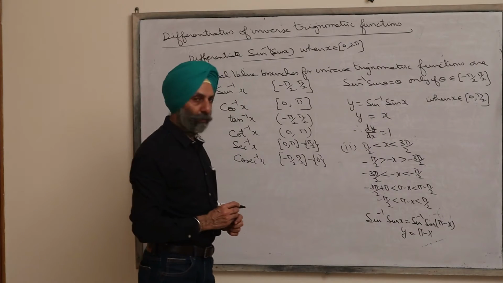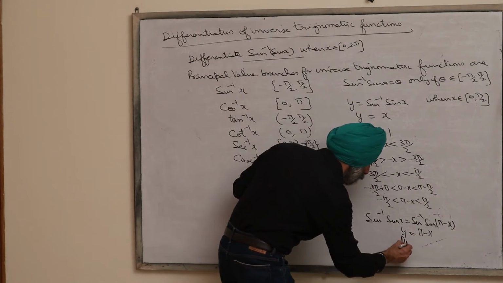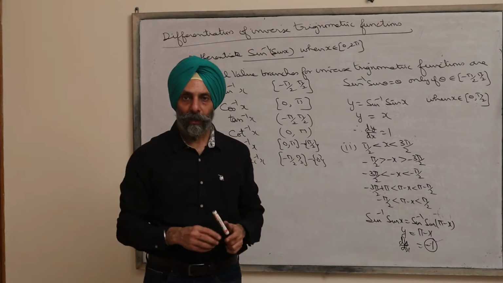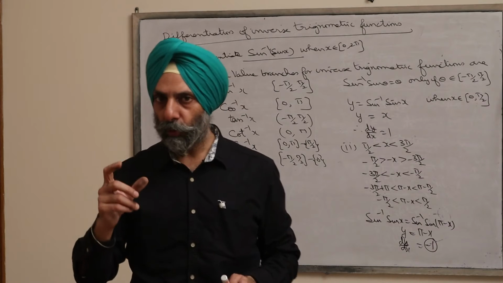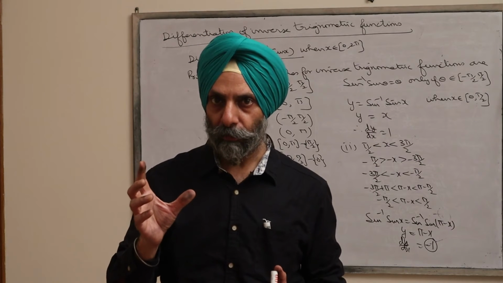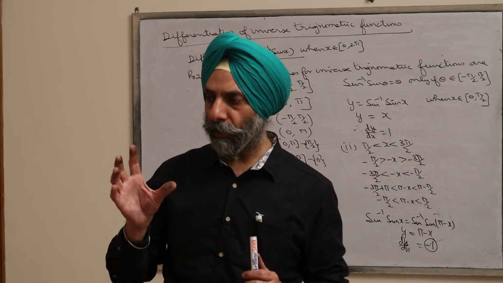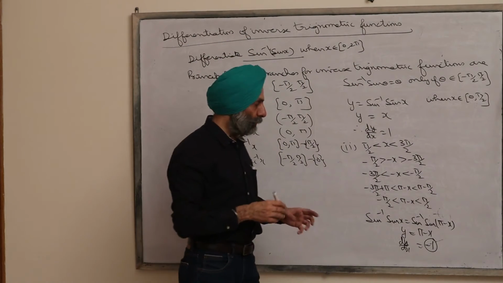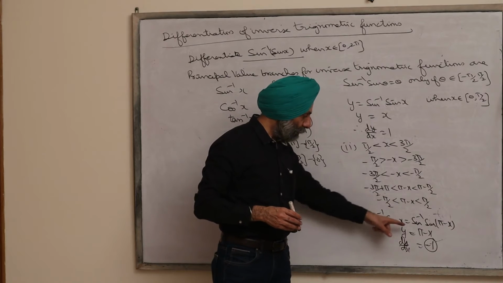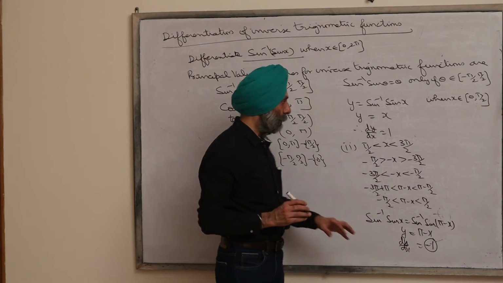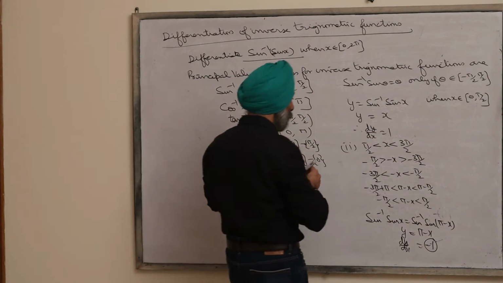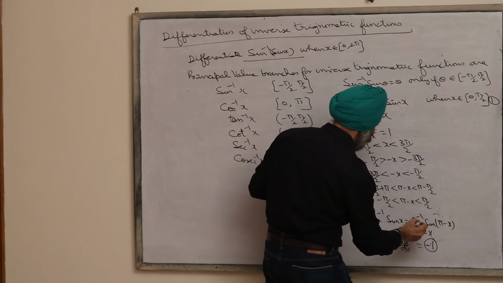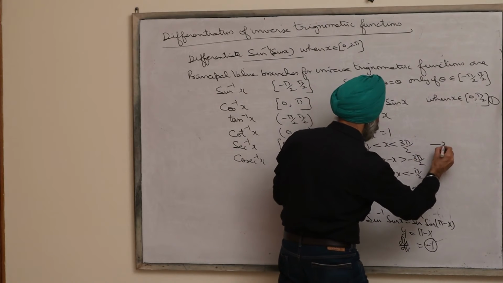Now y is pi minus x. Then what will be dy over dx? It will be equal to minus 1 here. So whenever we have to differentiate an inverse trigonometric function, when the corresponding range is given, we have to bring the range within the principal value branch. Like in this case, after that you differentiate it and you will get the answer. This is your first case and this is your second.